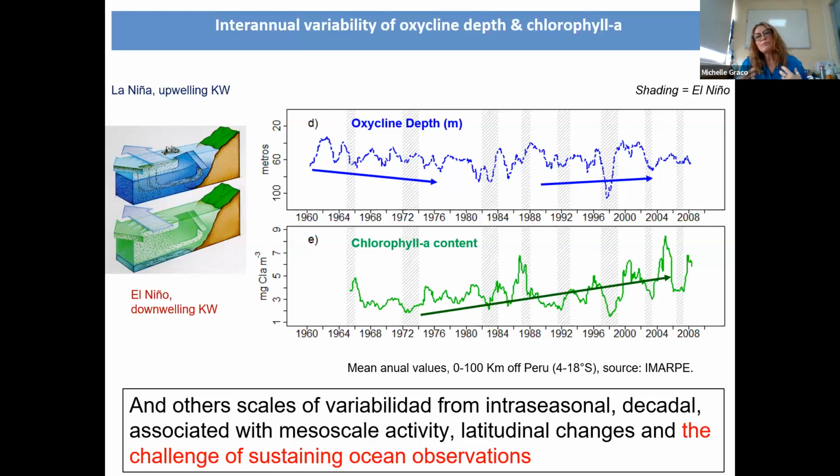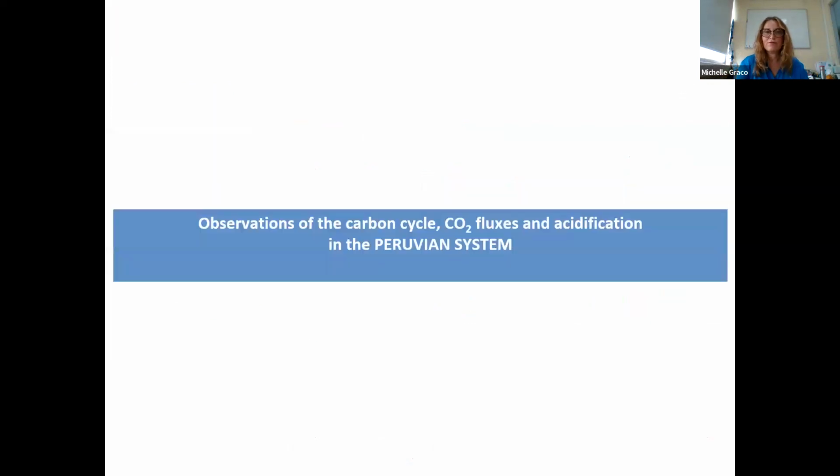And also a very important mesoscale activity over the year that also made some changes in the biogeochemistry features and in general the system. Okay, we have a big challenge and we need to sustain ocean observation in order to track and understand the biogeochemistry and the high variability of the system. What about the carbonate system?